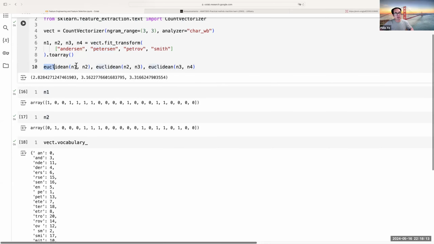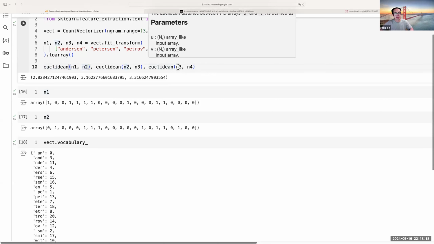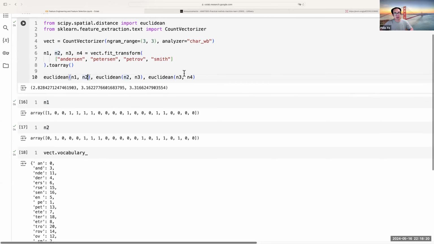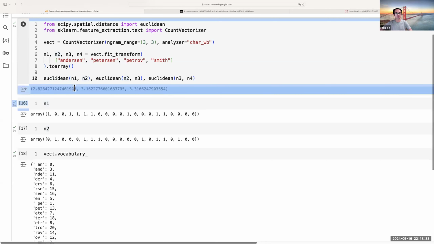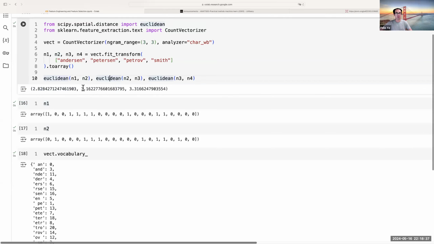So we can calculate the Euclidean distance from N1 to N2, N2 to N3, and N3 to N4. Hypothetically, we will assume the N3 to N4 distance is the largest. As you can see right here, this fits our intuitions quite well. N1 to N2, the Euclidean distance is 2.82. This one is 3.16, and this one is 3.32. So obviously the distance is largest for this one.